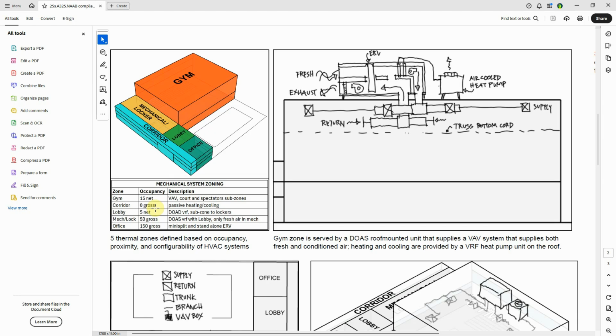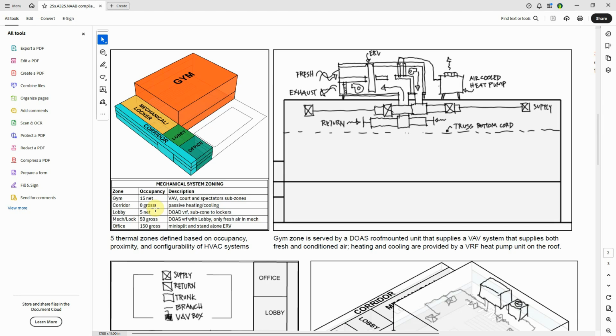In the corridor, I'm not really thinking; I'm just going to say I'm passively heating and cooling it. In the lobby and the locker rooms, even though they're separate zones, I'm going to use one roof-mounted DOAS. That's an air handler on the roof with heat pumps. VRF is variable refrigerant flow heat pumps. So I will have different temperatures going to the lobby and to the locker rooms, but from the same piece of equipment. And then the office, it's just a couple people in there, so it's going to have its own little mini split heat pump and its standalone ERV, energy recovery ventilation. For those other ones, they would all have integrated ERVs in their systems.